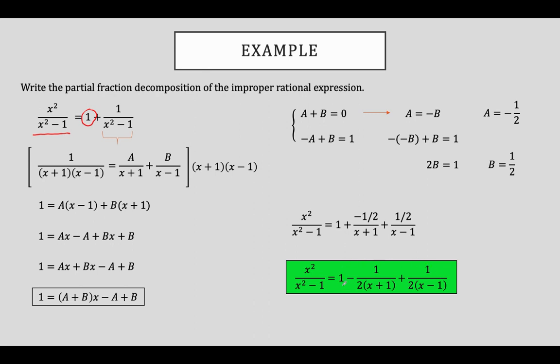And if you were to combine all of these terms together by getting a common denominator, yes, you would end up with your original expression, x squared over x squared minus 1. All right, so there's one example of a partial fraction decomposition of an improper rational expression.